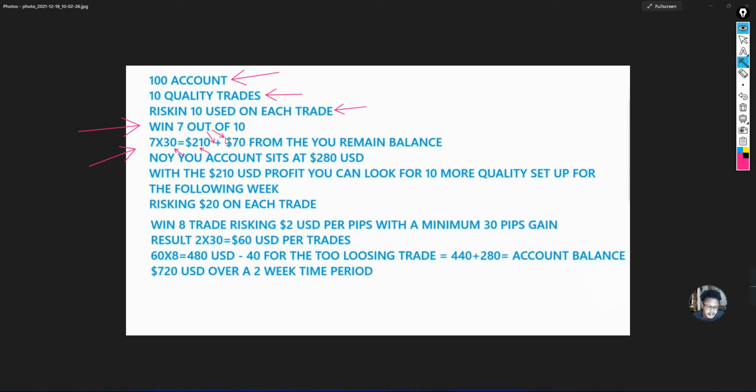$70 from your remaining balance, because you would have lost 3 trades, risking 10 pips. So you would have been back at $70. All right. You add both of these, the 210 and the 70, and your account will now sit at 280 USD. Just like that, by just taking 10 quality setups targeting 30 pips.